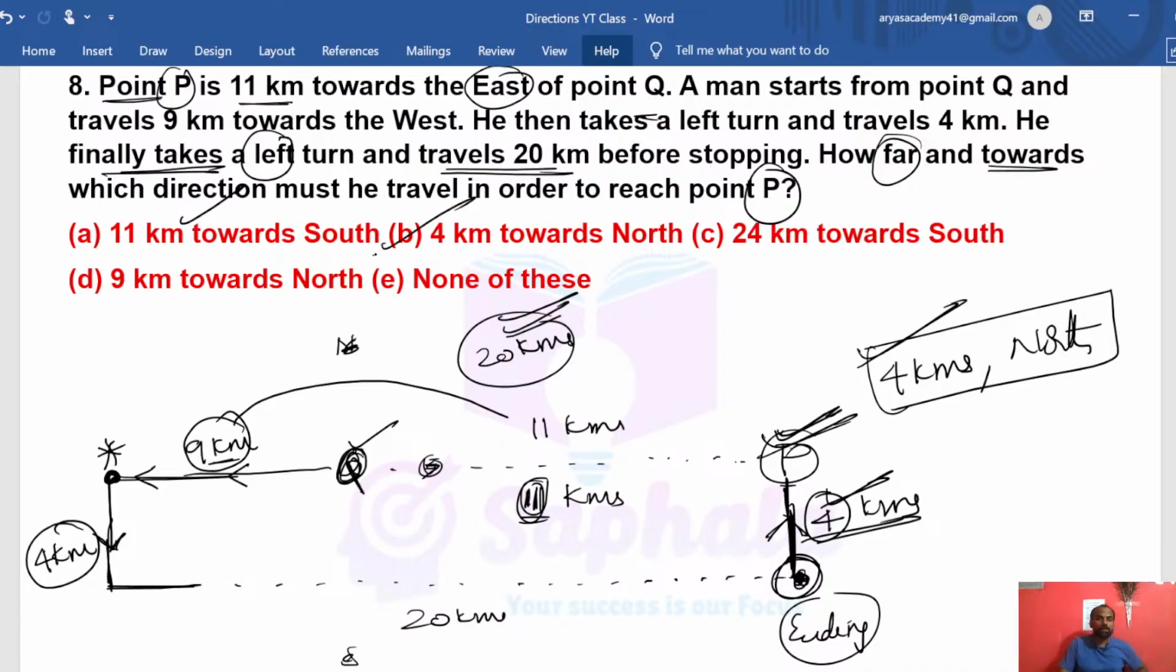Okay, so the answer is 4 kilometers and that is towards north. Most of you, at least three people, answered it. So what about the others?